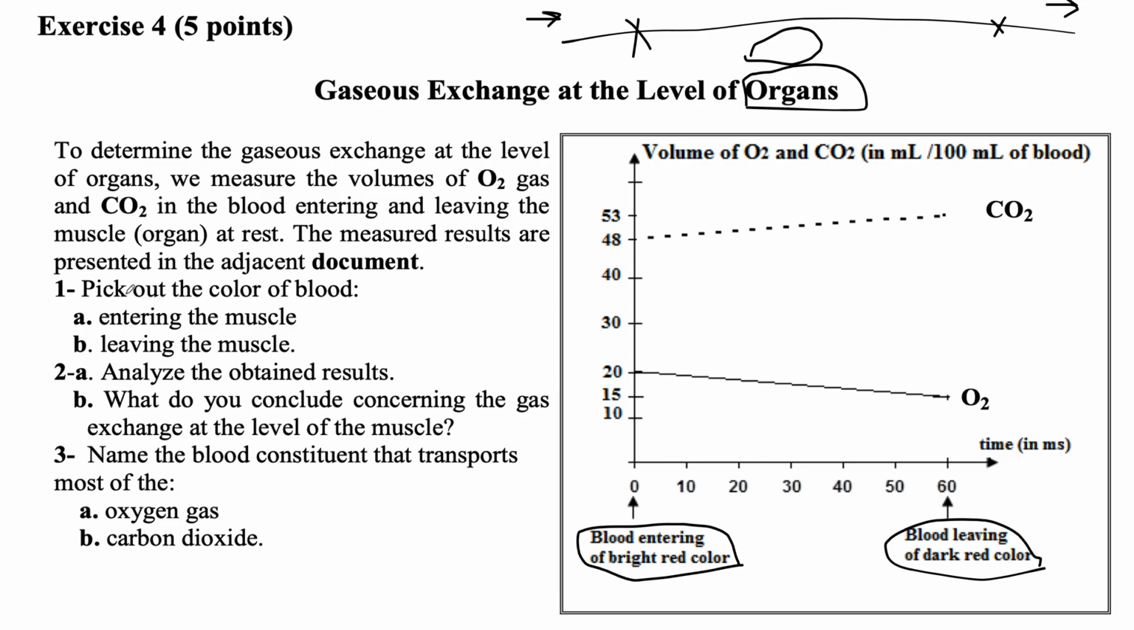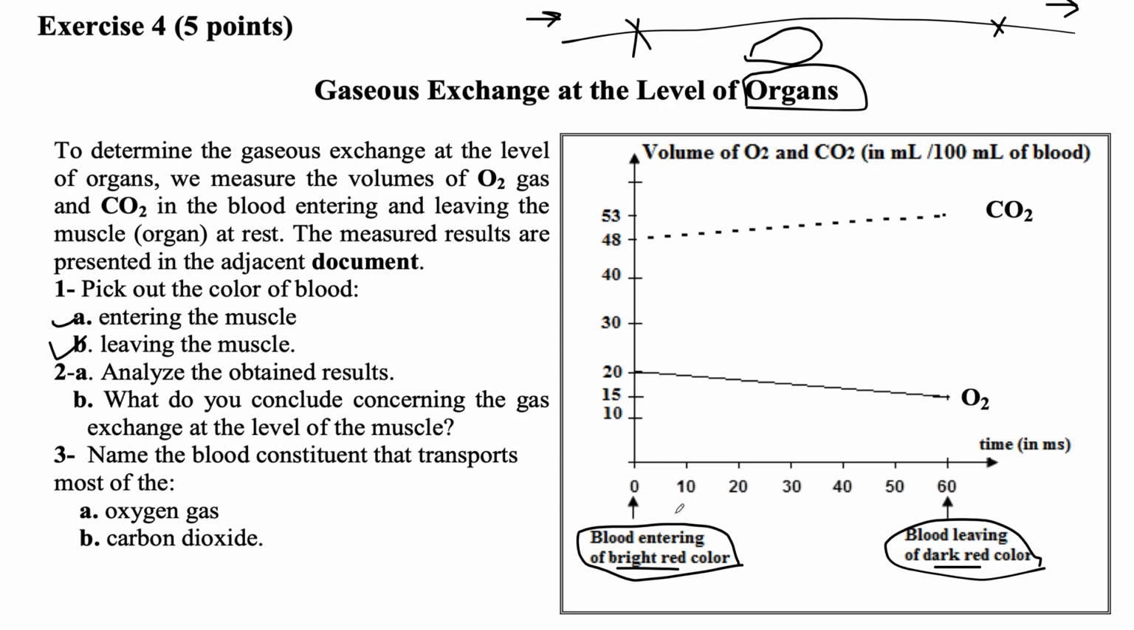But here we just have to pick out the color. So entering the muscle it will be bright red, and leaving it will be dark red. Here surely everyone will include these two points, or these two questions. Analyze the obtained results. Here I have blood entering and blood leaving.